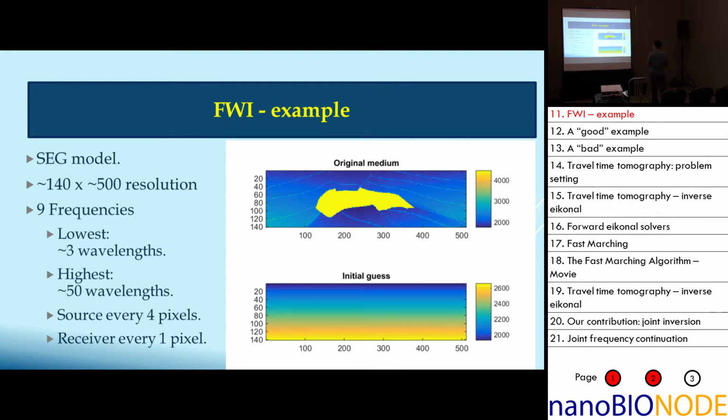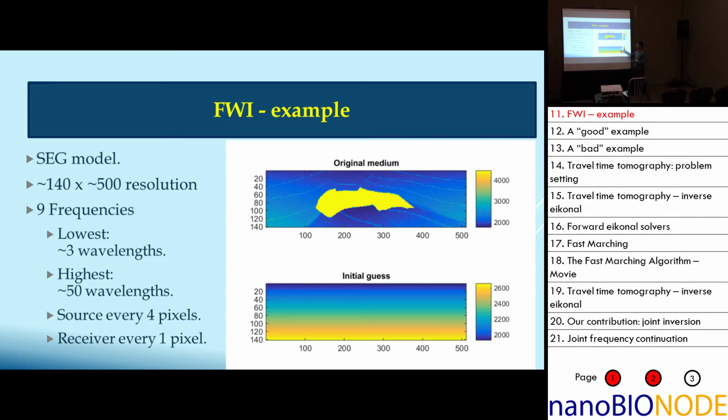So this is the SEG model. We have a medium here and the solid body here, kind of a discontinuous model. This was constant, more or less. This is in 2D. We've got 9 frequencies. The lowest is 3 wavelengths, and the highest is 50, such that the resolution of the mesh allows us to use 50 wavelengths. At the top, we've got 4 sources, a source every 4 pixels and a receiver every 1 pixel.